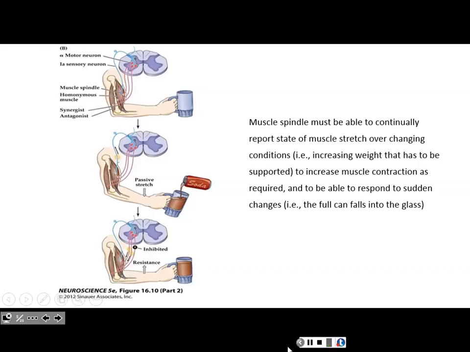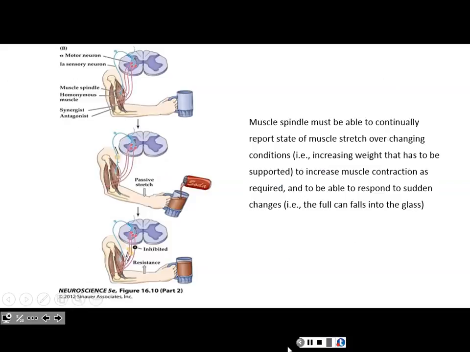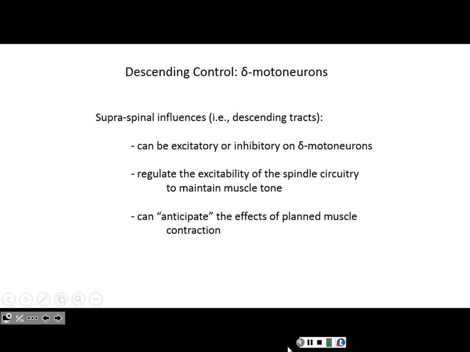Yeah? It is supposed to be gamma. Sorry about that. That's delta. Sorry. Guess I didn't pick out the right thing.